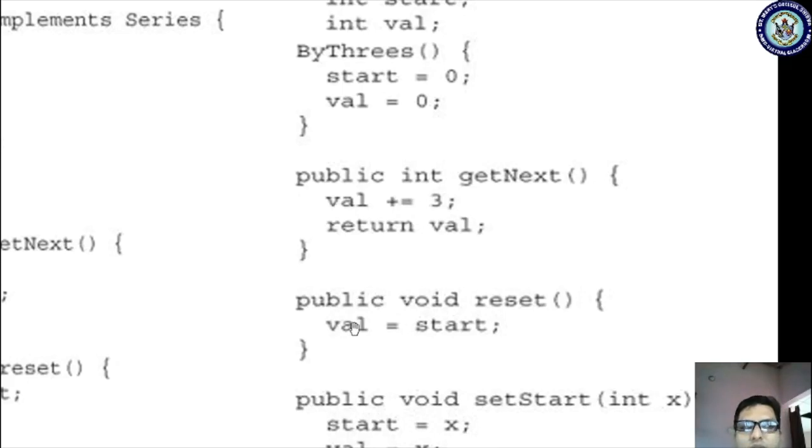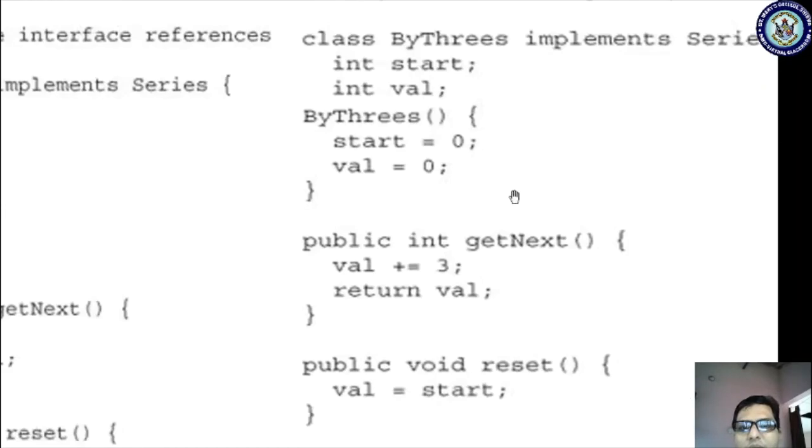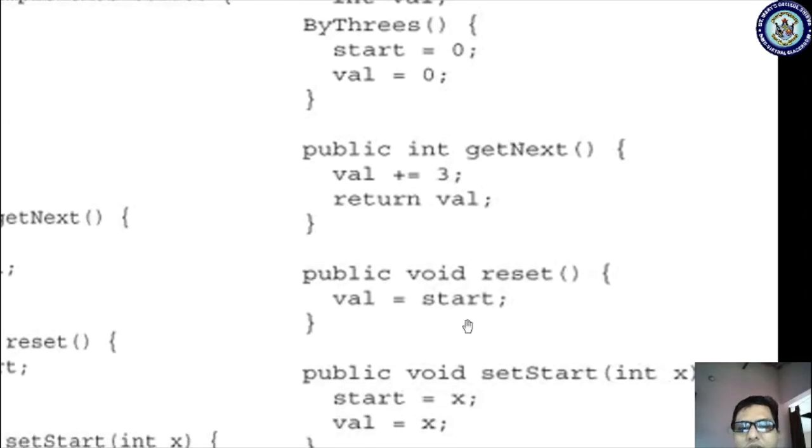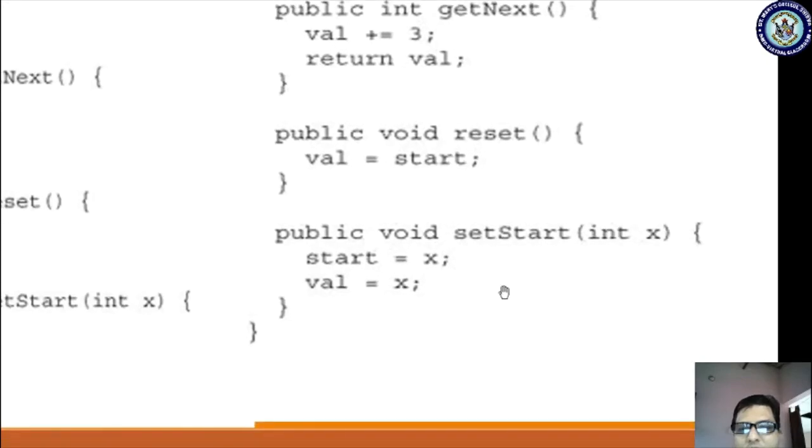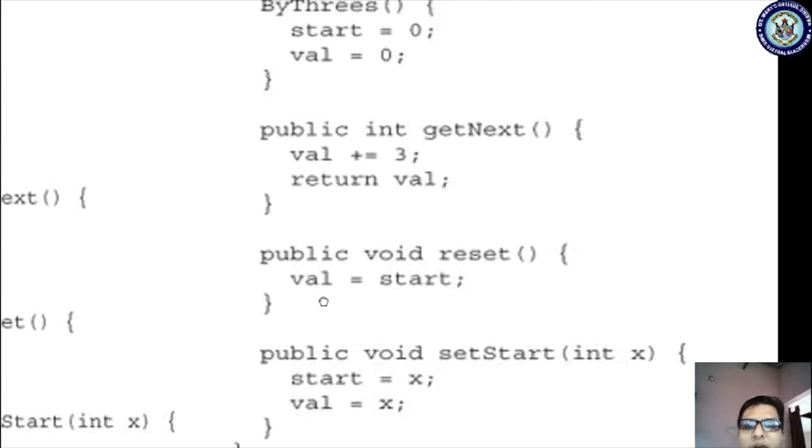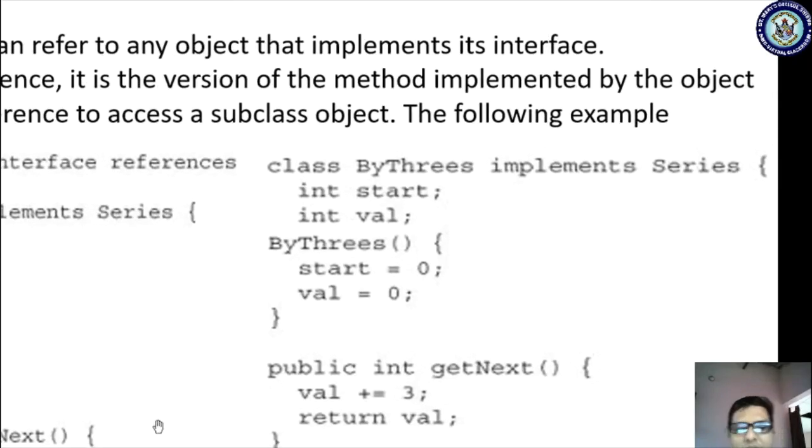And the next method we are developing is void reset. Whenever I'm calling By3's reset method, it will assign the start value to the value. Next, public void setStart(int x): whatever value you are setting, according to that value it will be incremented. Got it? Yes. Here the classes end.